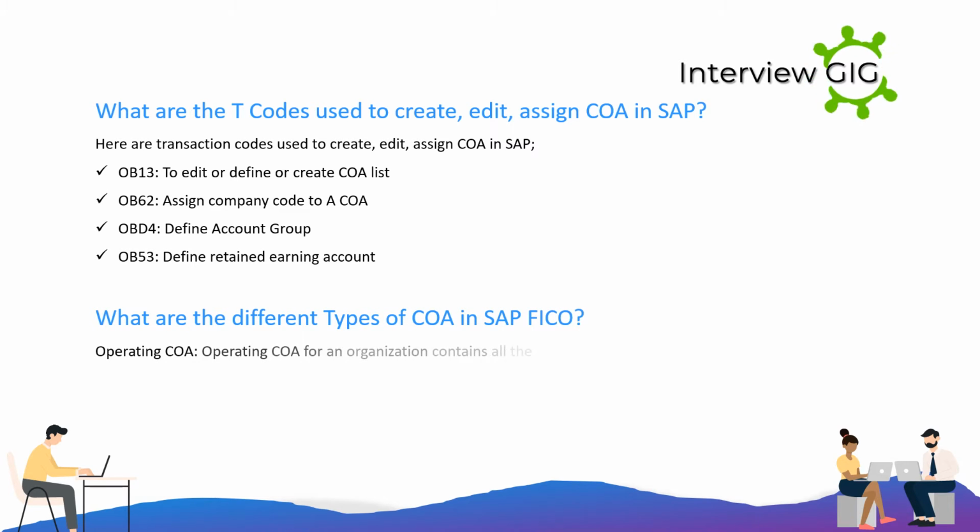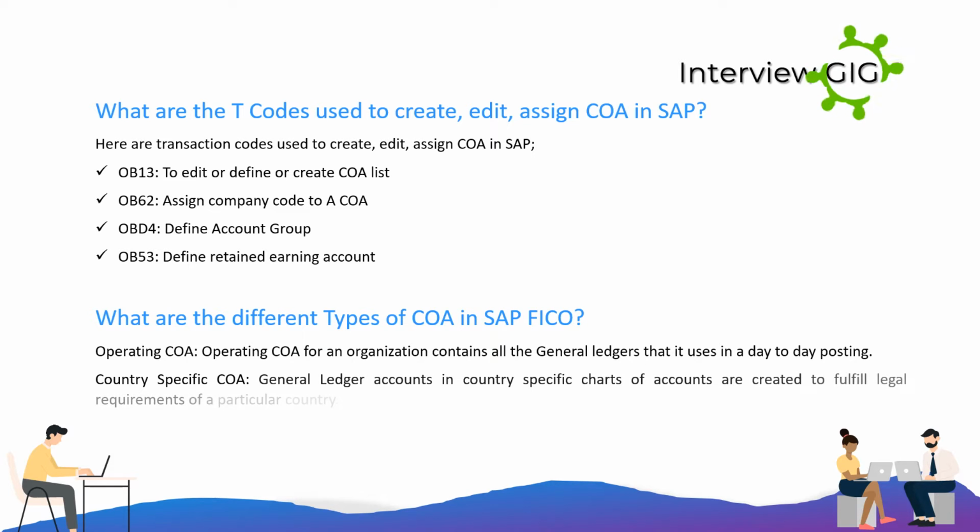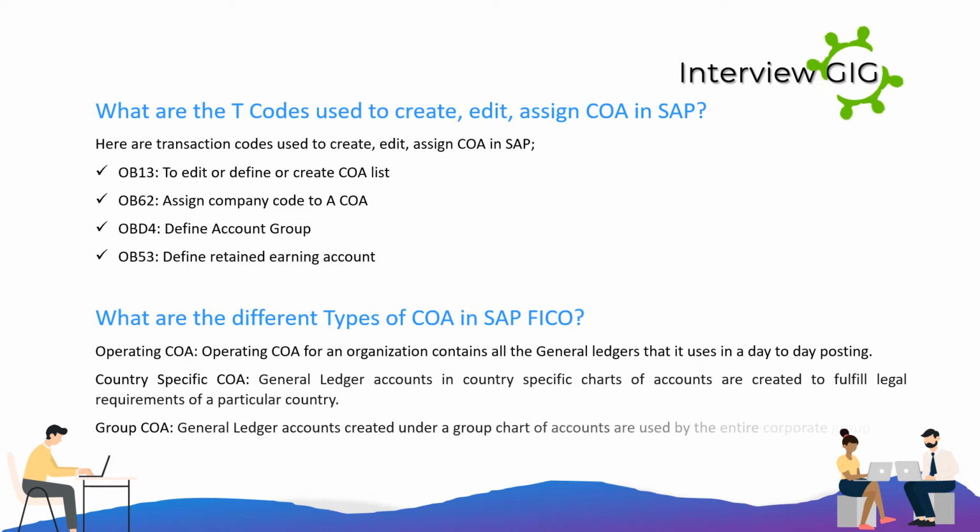What are the different types of COA in SAP FICO? Operating COA. Operating COA for an organization contains all the general ledger accounts that it uses in day-to-day posting. Country-specific COA. General ledger accounts and country-specific charts of accounts are created to fulfill legal requirements of a particular country. Group COA. General ledger accounts created under a group chart of accounts are used by the entire corporate group.